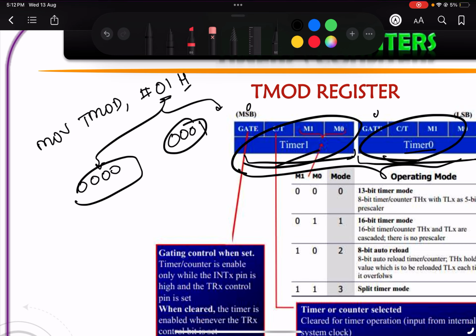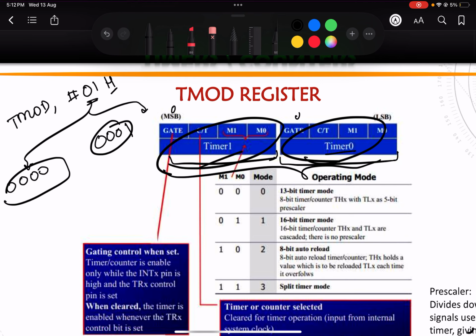So 0000, what does that mean? Gate 0, C/T 0, 00. Over here, I defined it as 0, which means I will not be using timer 1. 0001: gate is 0, which means, since I have it set this way, I'm going to be using timer 0 in mode 1, which is the 16-bit operating mode.